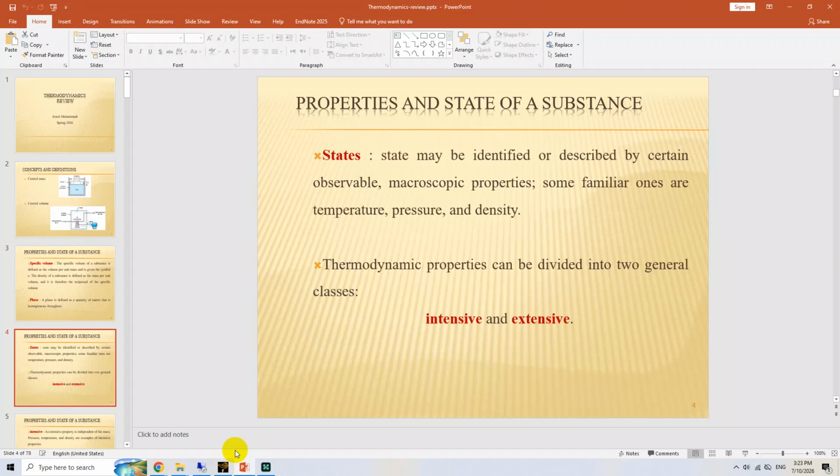The other definition is state. A state is defined as a macroscopic property. So when we talk about a state, it means a quantity, for example temperature, pressure, density, that describes the state of the system.